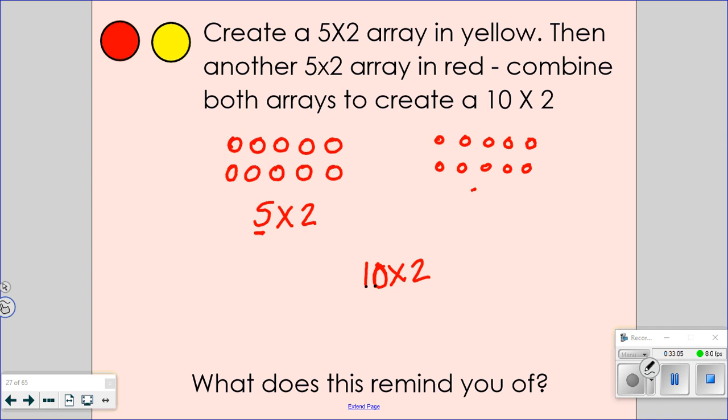I know that that is 5 groups of 2. So I have 5 groups of 2. Hope you got that written down. Plus another 5 groups of 2, and I'm going to smush them together. When I do that, I should now have 10 groups of 2. Does that make sense? You see that?